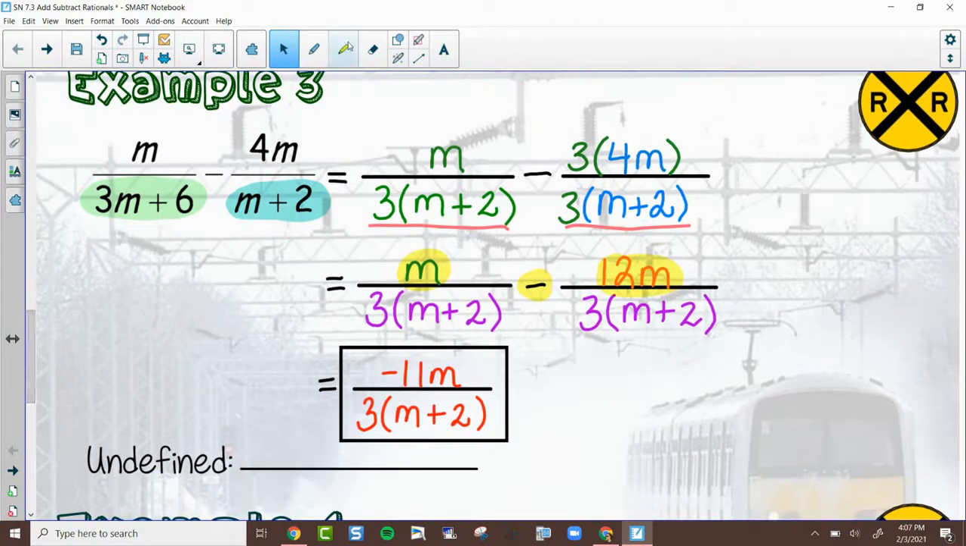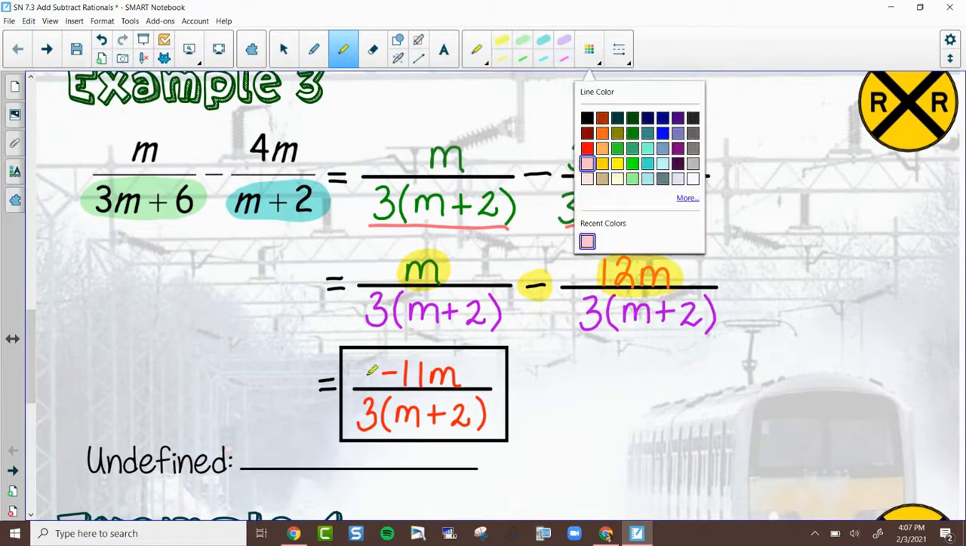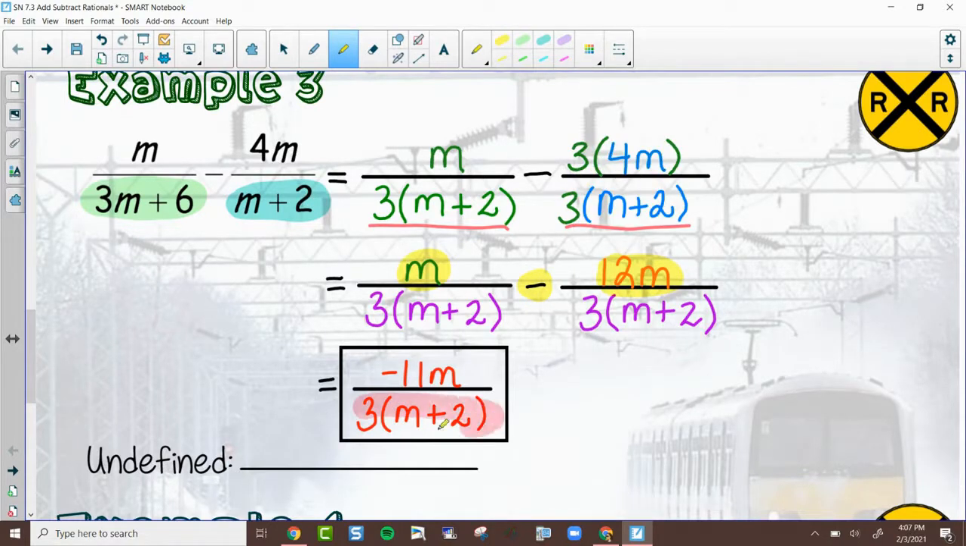Same thing like before. Are there any spots where I'm undefined? So you can either take the entire piece or you can just worry about the m part because that's really what our concern is. So as long as you have negative 2, you're good to go.